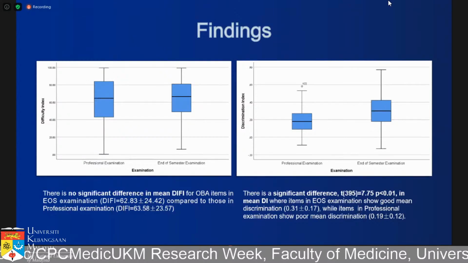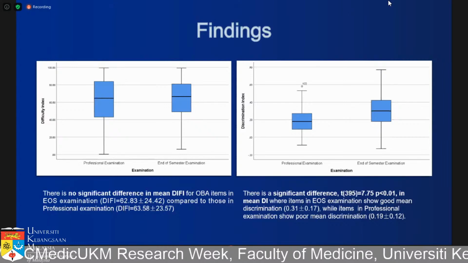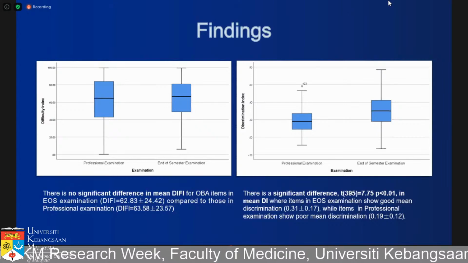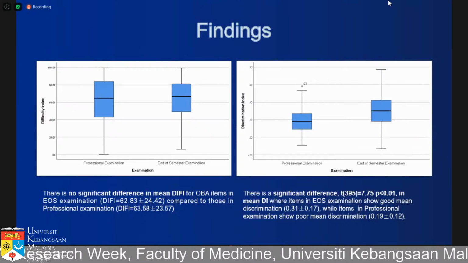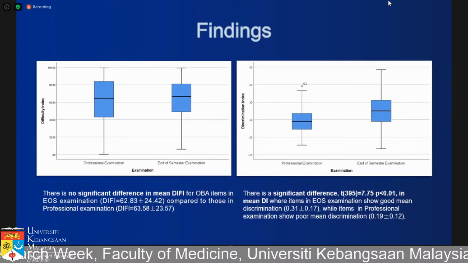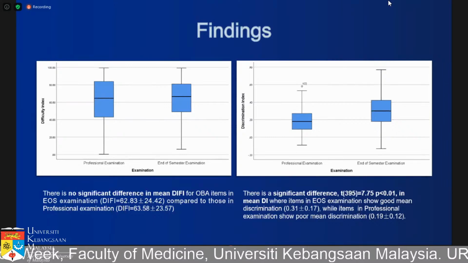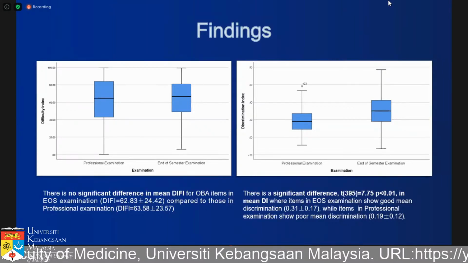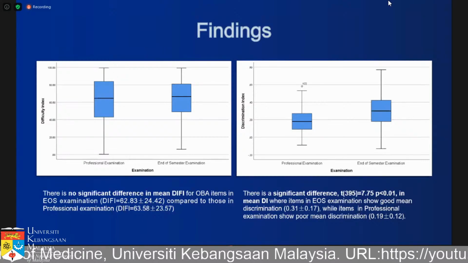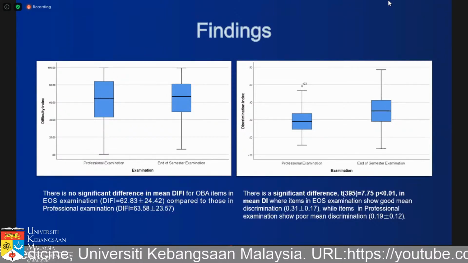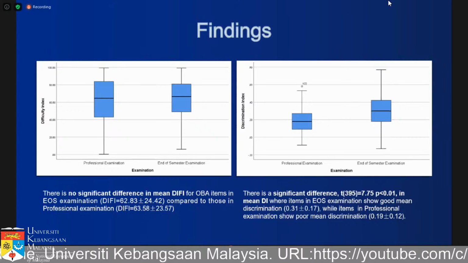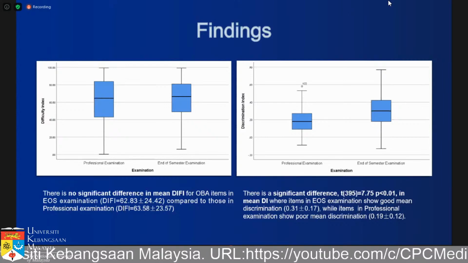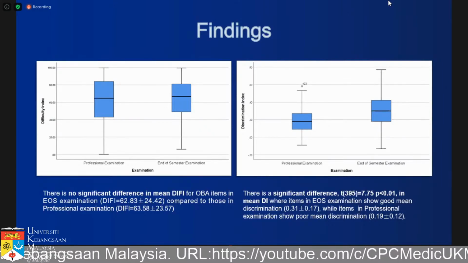So because of that, don't you think that for professional exam OBAs can be not so discriminative? Yes, I do think so. There is a study on OBA that says that the longer the students, the more experience the student has with OBA, the higher the possibility of them using guessing strategies and having test wiseness in answering OBA questions. So that could also be the reason why the discrimination index for professional exam is a lot lower than end of semester examination.